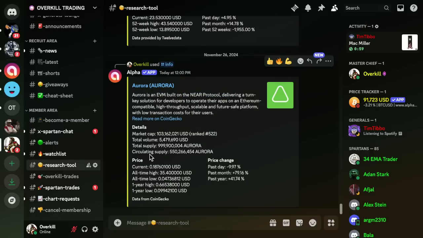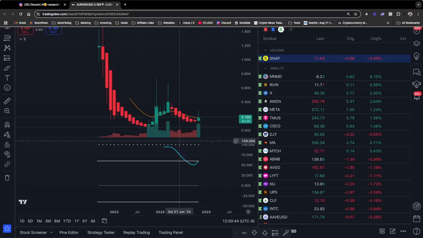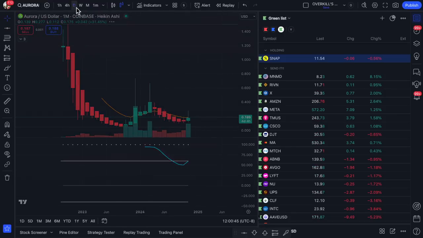It's built on Near Protocol. It's a $100 million market cap. You can see how much it's up in the day, the month, the year. You can read about what it is right here. You can see the market cap, the total supply, the circulating supply. Aurora looks like an interesting project here, okay? Especially if you want to play the Near ecosystem.